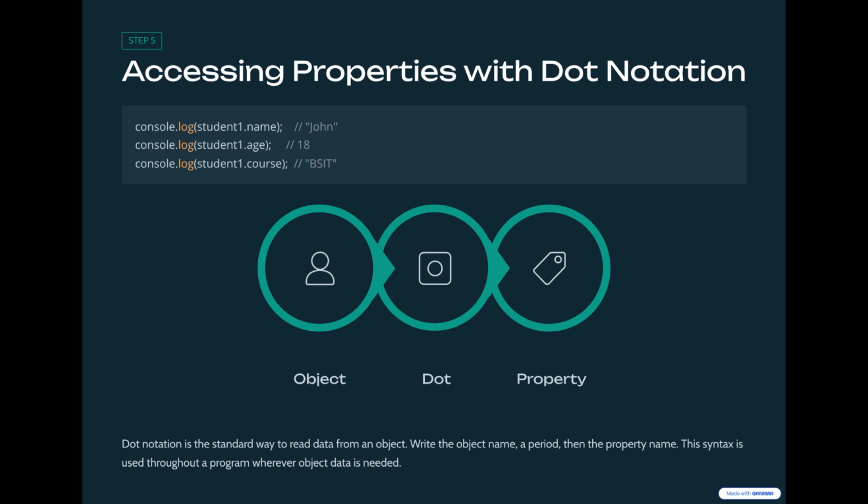Objects contain multiple pieces of information called properties. To access a specific property, JavaScript uses dot notation. The syntax consists of the object name, followed by a period, followed by the property name. For example, student1.name retrieves the value stored inside the name property of the student1 object. Likewise, student1.age returns the student's age, and student1.course returns the course. This simple syntax allows programmers to retrieve and use data stored inside objects throughout a program.